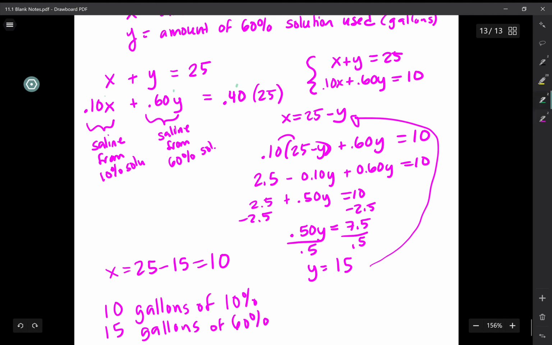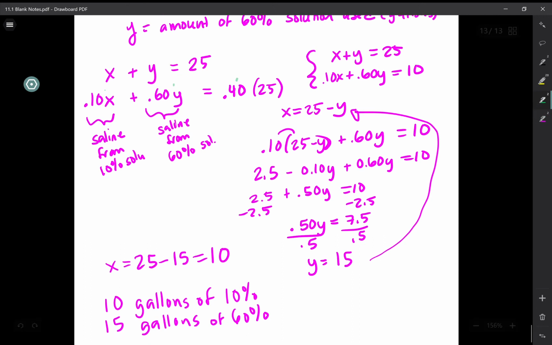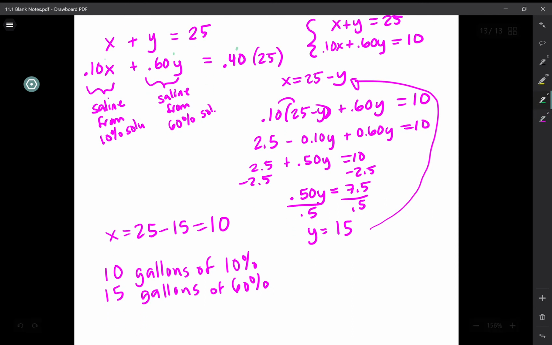Let's double check our work. What were my two equations? Did those add up to 25? Yeah, they definitely add up to 25. And let's check the second one. Is 0.10 of 10 plus 0.6 of 15 equal to 10? We'll find out. 0.1 times 10 plus 0.6 times 15 equals 10. Sure enough, we did that one correctly. All right, that's it for section 11.1.